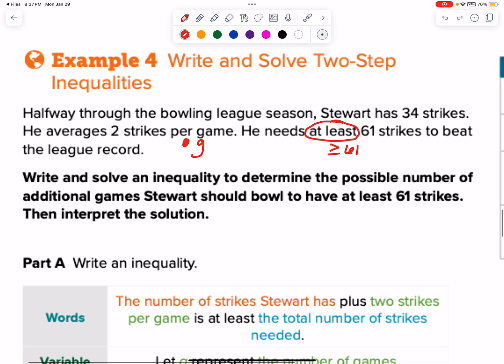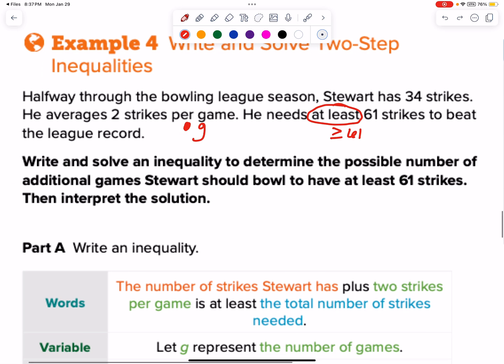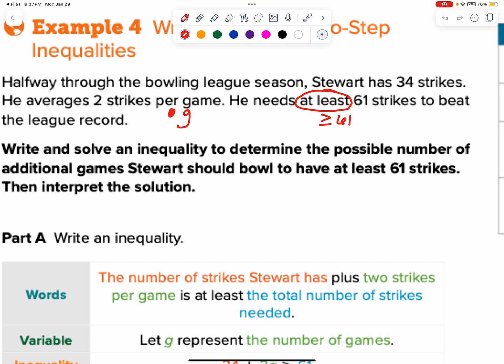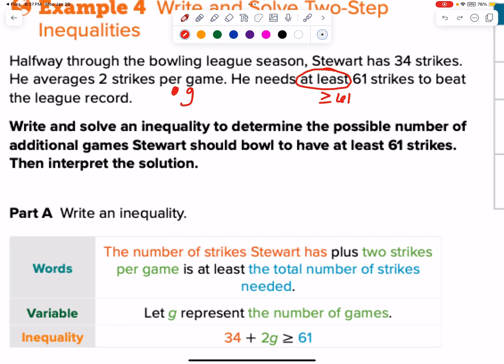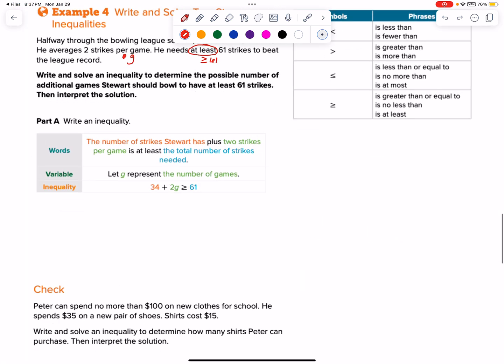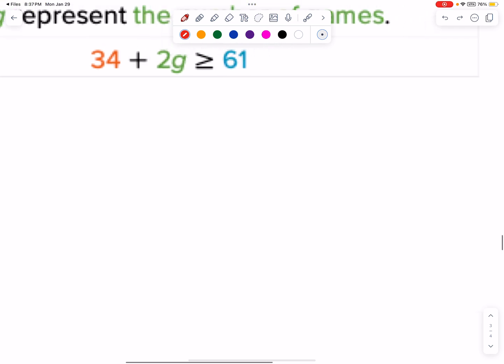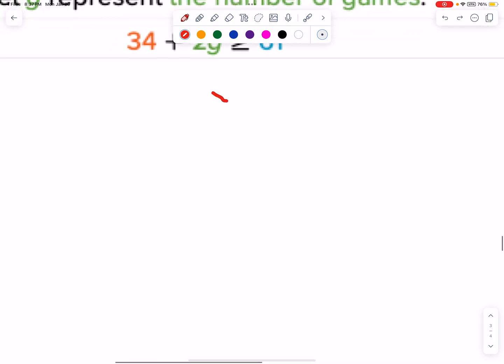Then deal with the other expression stuff. Okay, so the question says, write and solve an inequality to determine the possible number of games. G is going to be our variable, like we thought, to get at least 61 strikes. We already circled all that, so we don't have to worry about it. Down here, you can see they already did it, but whatever. So, at least 61 strikes.